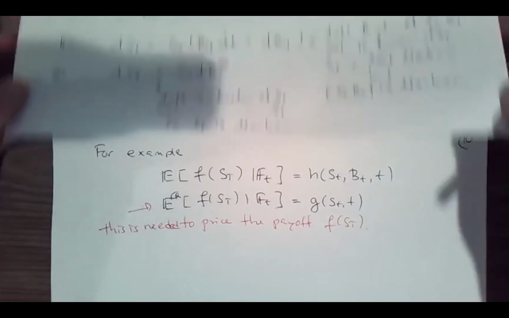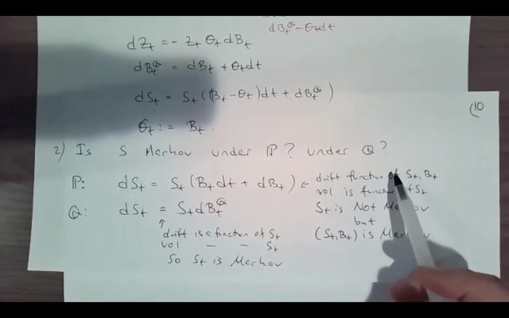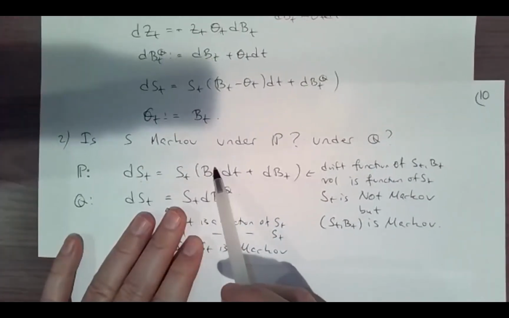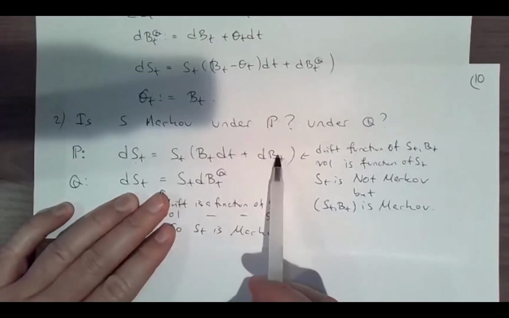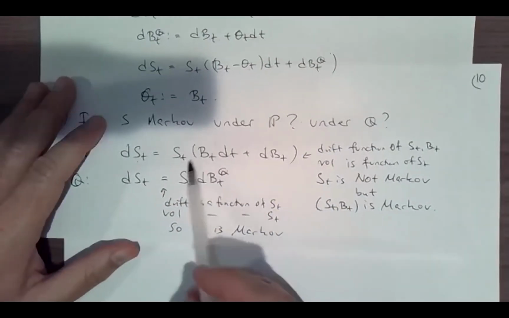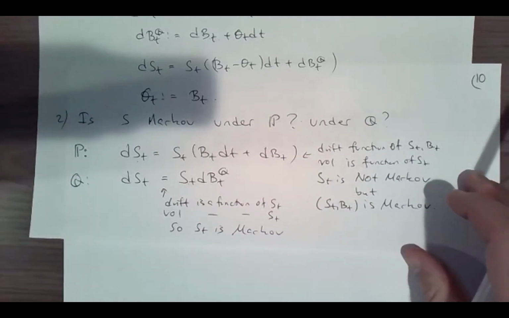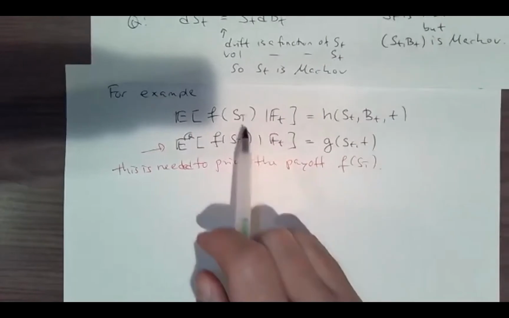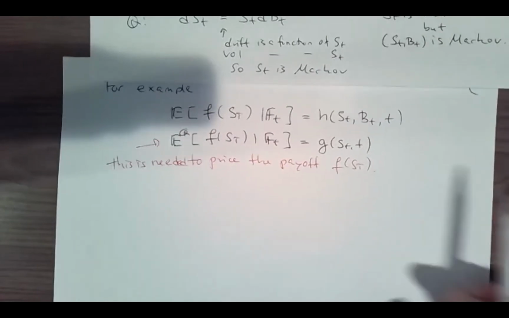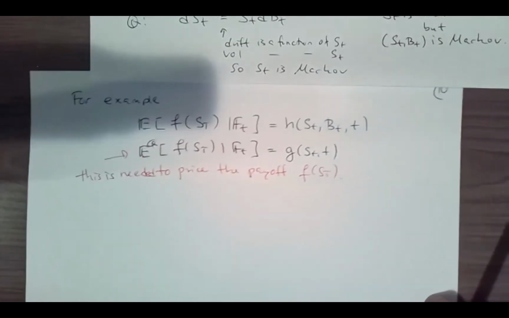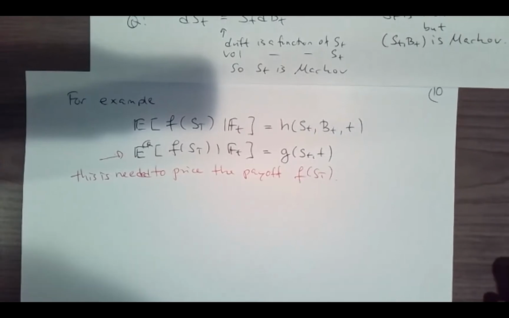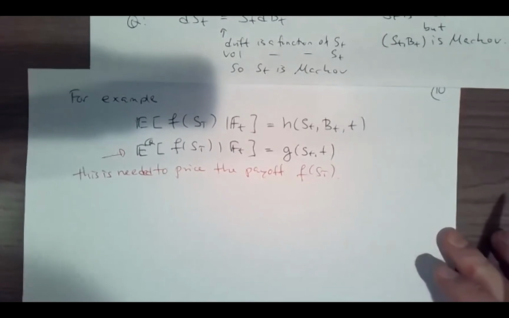Right, so the tool that we have here says that you should be looking for drift and volatilities and see what your functions are. Whatever the drift and volatility are functions of, this is how many things you need to keep track of when you compute conditional expectations in this form here. Okay, any questions on this one?